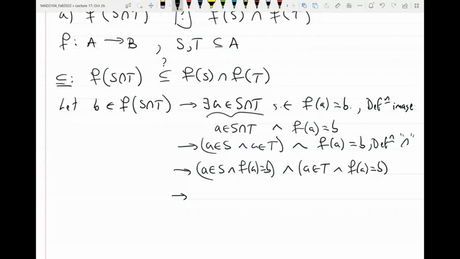Here that was just a logic step. What I did was repeat this one twice, and then put it with the first one, and the same copy of it with this one. This tells me that there is an element in S so that when you apply the function, it gives you b. That essentially means b is in the image of S. And the other parenthesis tells me that there is an element in T so that when you apply the function, you get b. So that means b is in the image of T.